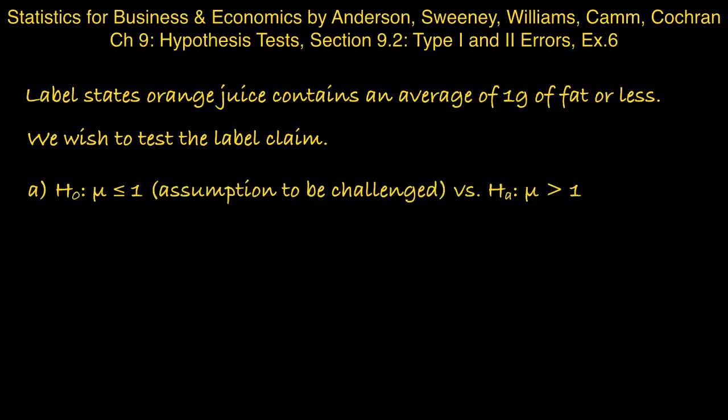Part B. What is the type 1 error in this situation, and what are the consequences of making this error? So type 1 error, remember, is rejecting the null when it's true, which in this case would be incorrectly believing that there's more fat than claimed.